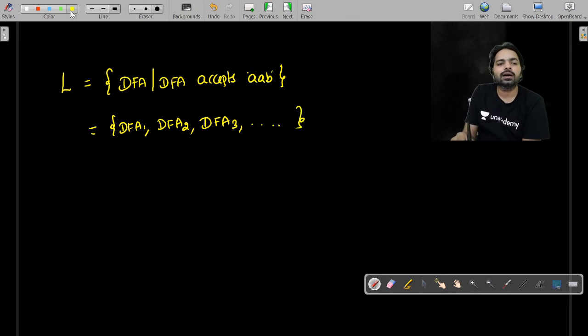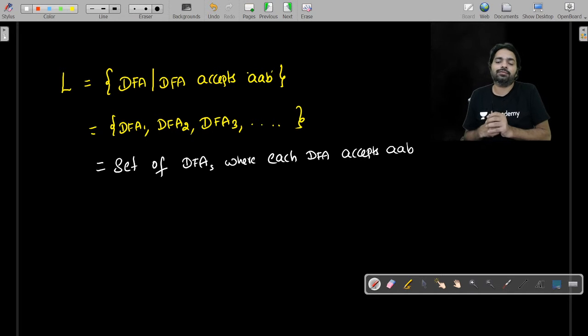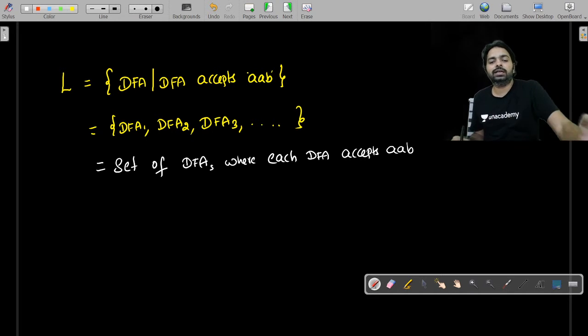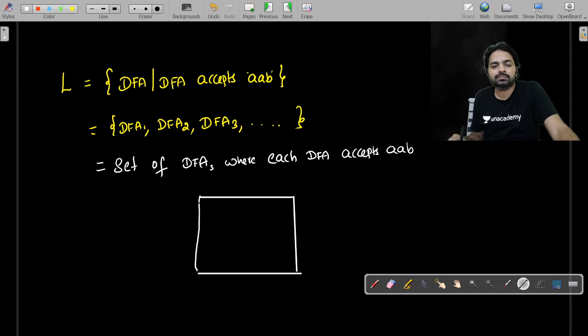What I am trying to ask here, I want the language that is a set of DFAs, where each DFA accepts aab. And how is this different from a problem, guys? In language we have valid members, right? Here if you are designing a machine for this, look at that.